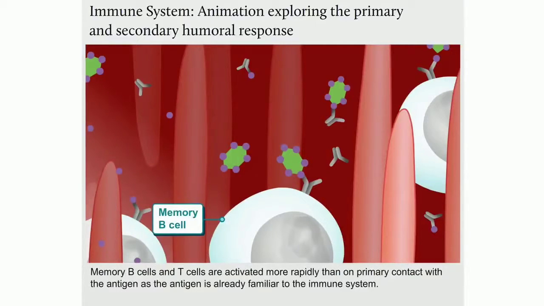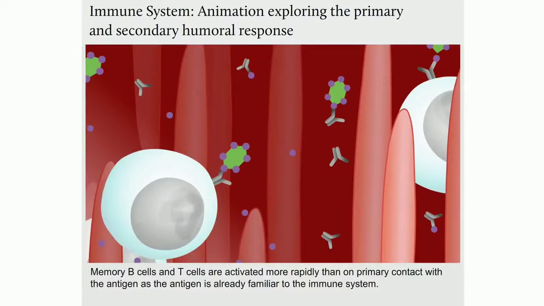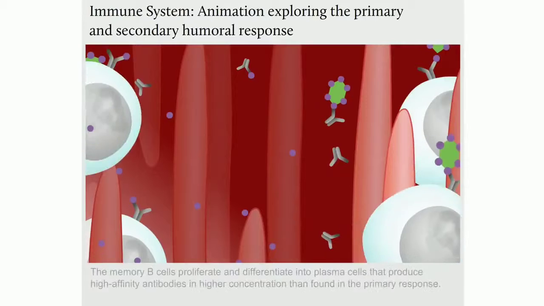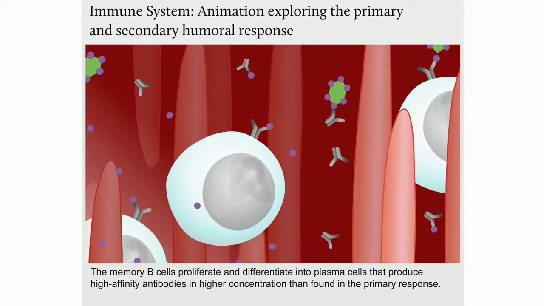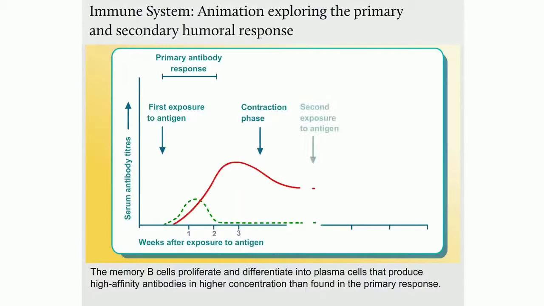Memory B cells and T cells are activated more rapidly than on primary contact with the antigen, as the antigen is already familiar to the immune system. The memory B cells proliferate and differentiate into plasma cells that produce high-affinity antibodies in higher concentration than found in the primary response.